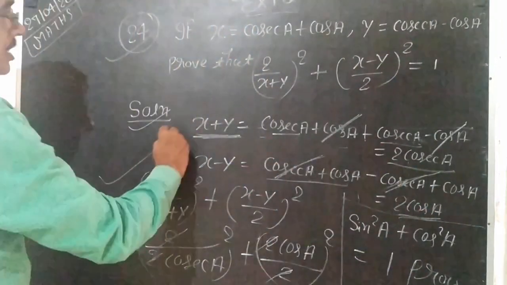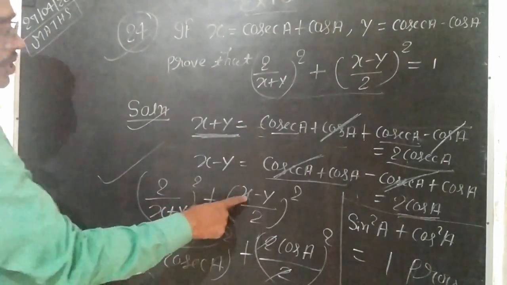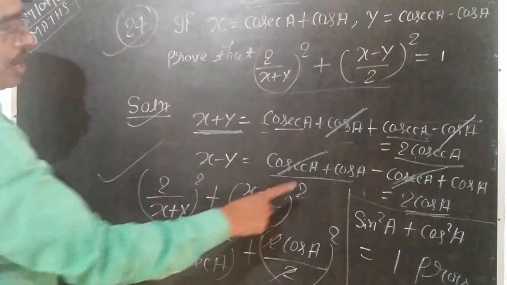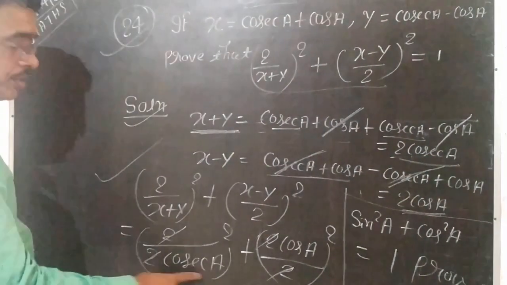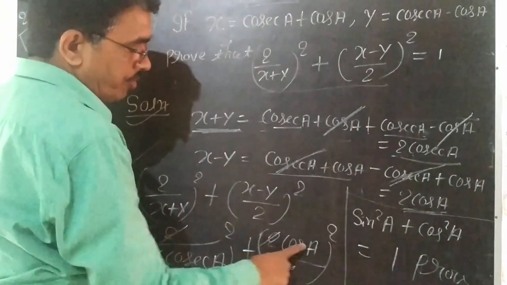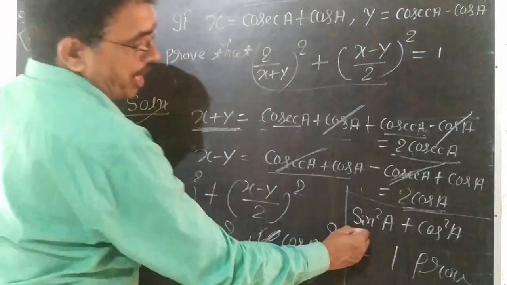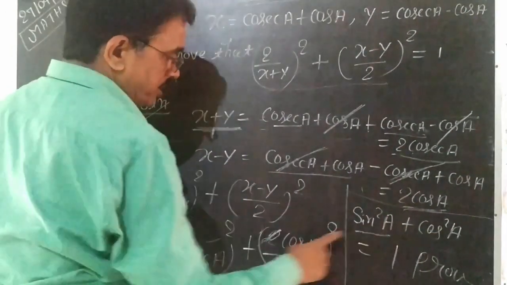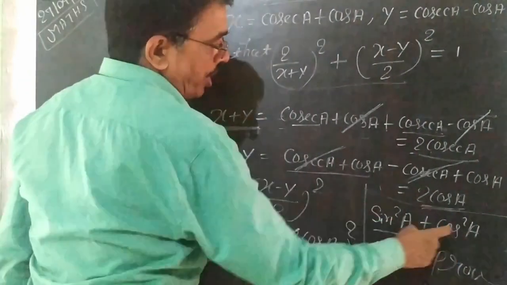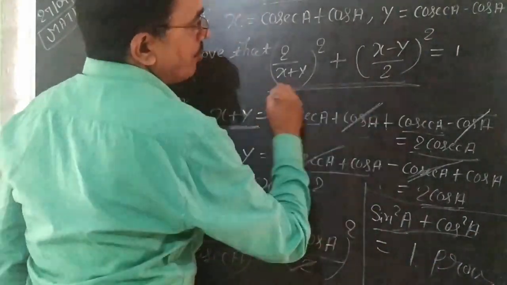Now write LHS of this question. LHS is 2 by x plus y whole square plus x minus y by 2 whole square. What is the value of x plus y? I write here 2 cosec A. And x minus y, what is the value? 2 cos A. So I write here 2 cos A. 2 cancel. Here 2 cancel. So 1 by cosec is sine, and cos is cos. So 1 by cosec square, that means sine square, and plus cos square. And it is the first identity, it is equal to 1. So we can say value of this is 1.